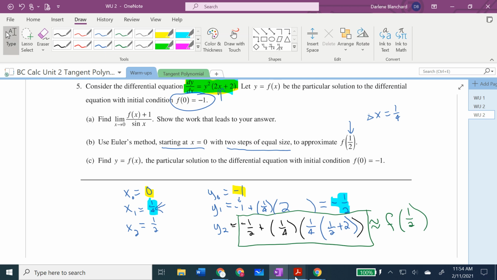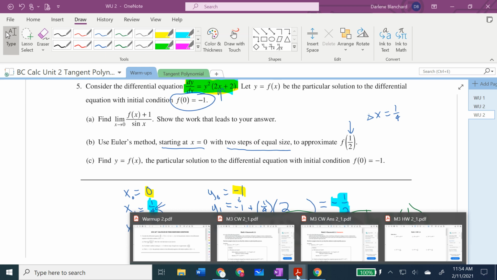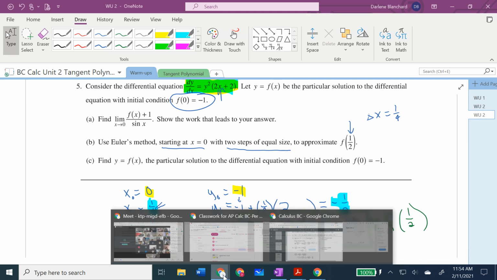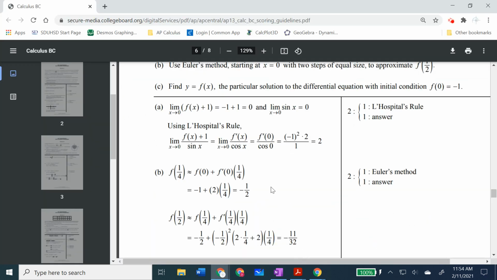And I'll pull the answers up to show you the points. Where did it go? 1 point for using Euler's method, 1 point for not making mistakes while you do it. And oh my goodness, without a calculator, I am certainly not going into fraction world where the denominator is 32. You know, just box that up, call it a day, move to the next part.